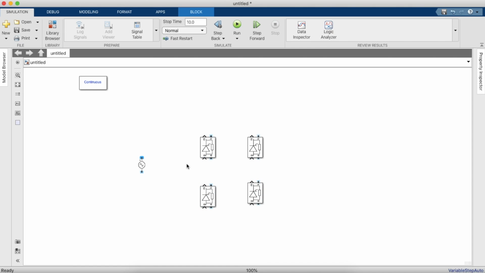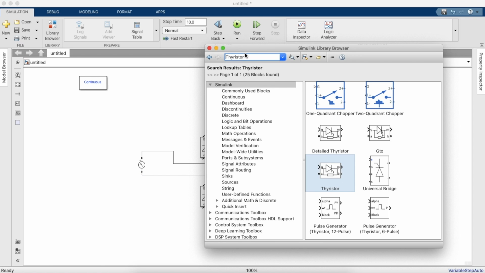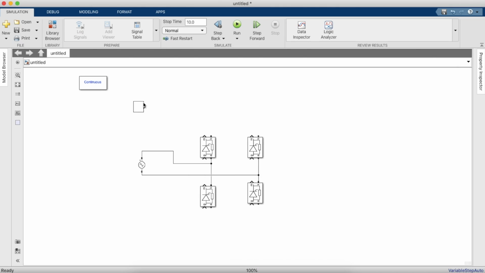So the same pulse has to be given to the anti-parallel thyristors, so the ones which are diagonal to each other. And for this we'll need a pulse generator. So we'll name this 1 and 3, so it'll go to the first and third thyristor. And the other one 2 and 4.